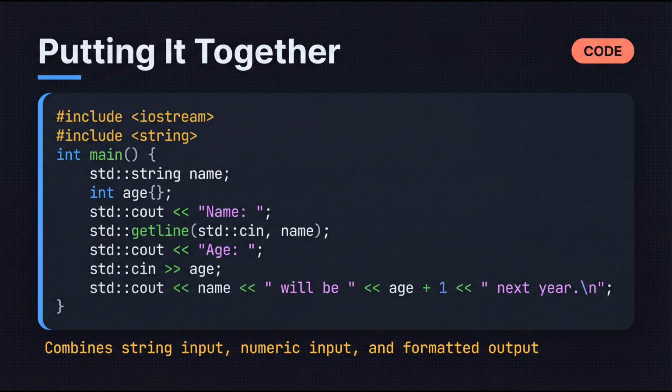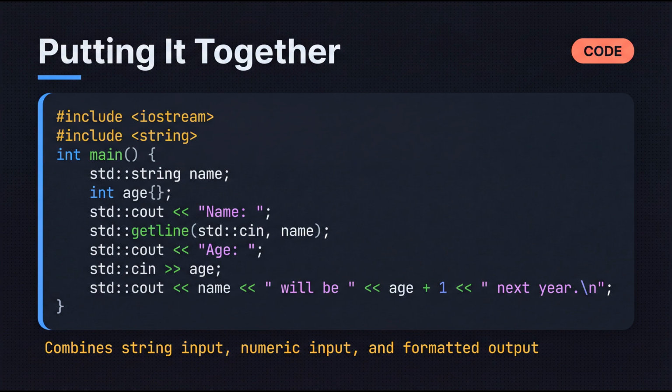Let's combine everything into one small program. We include iostream and string. In main, we declare a string called name and an int called age, both initialized with empty braces. We prompt the user with cout, then read their name using getline. We prompt again for age, then read it with cin and the extraction operator. Finally, we print the result. The name, followed by the words "will be", followed by age plus 1, followed by the words "next year".